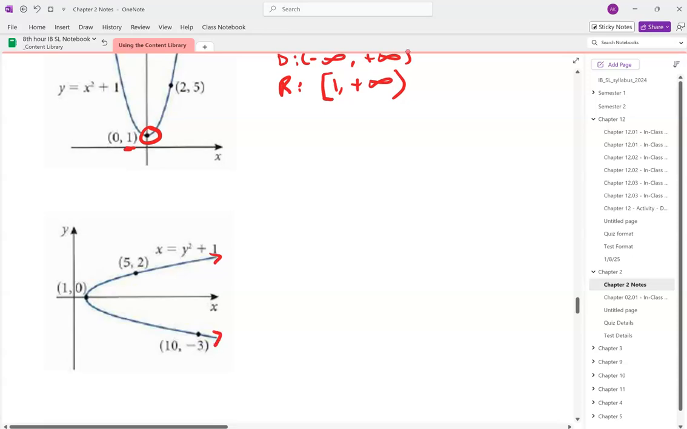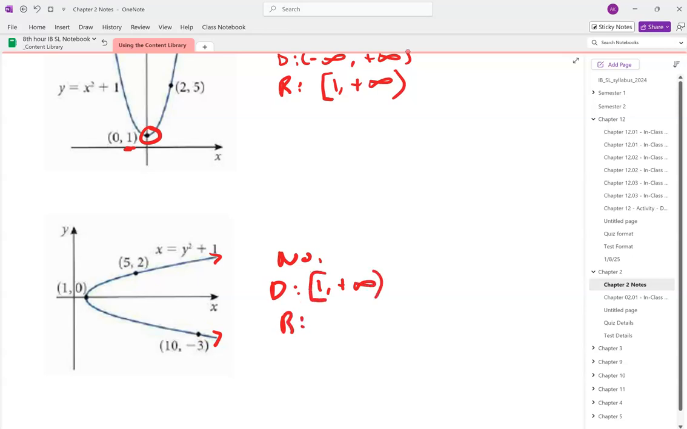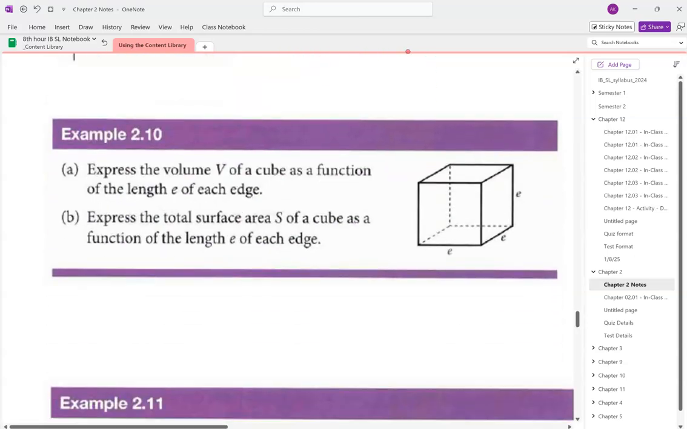What about this guy? Is this a function? No. Okay, what's the domain? 1 and 2. Very good. Bracket. What's the range? Negative infinity to positive infinity. Very good. All real numbers once again. You guys feel good? Usually do a pretty good job on this.